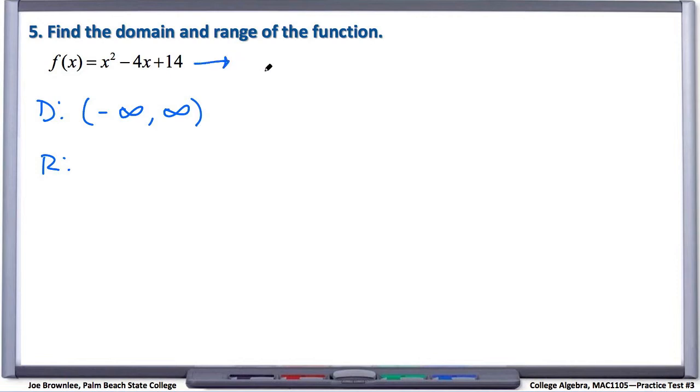So number 5 here, this is the first time that we've seen an equation in standard form. Up to this point, we've seen vertex form. Standard form is defined as f of x equals ax squared plus bx plus c. So to find the range of this function, we need to take the standard form we were given, rewrite it into vertex form, and then based on the y value from that vertex, we can find the range.